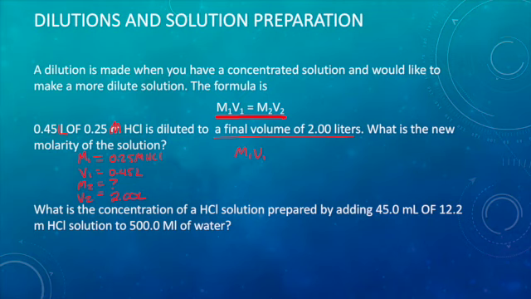So we have M1 V1 equals M2 V2. M1 is 0.25 molar. V1 is 0.45 liters. That's equal to M2 times 2.00 liters. So when we solve for M2, we get 0.056 molar solution.